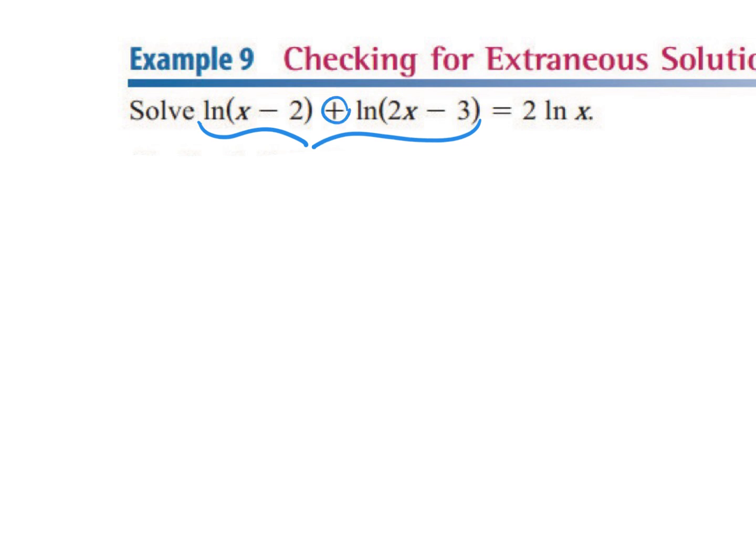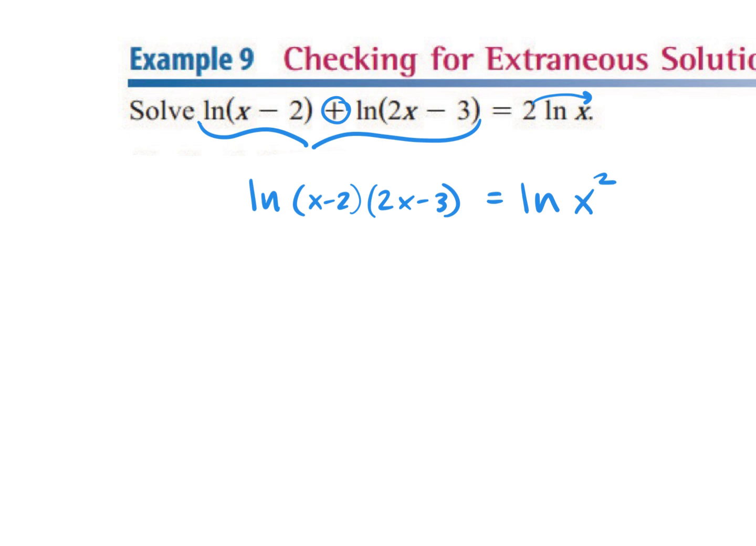What goes with addition? Multiplication. So we have the ln of x minus 2 times 2x minus 3 equals, how do I get this ln all by itself and get rid of that 2 in front of it? I don't just want to divide it to move it to the other side because I don't have a number on the other side. What could I do with that 2 that's a coefficient right now? Make it an exponent. So I'm going to put that 2 on top of the x. So this is ln of x squared.